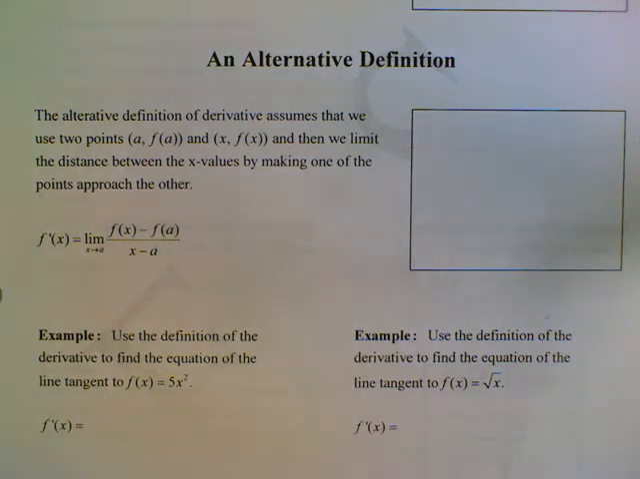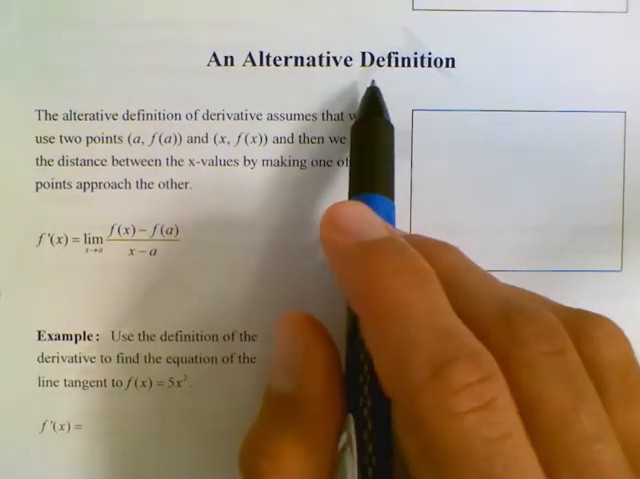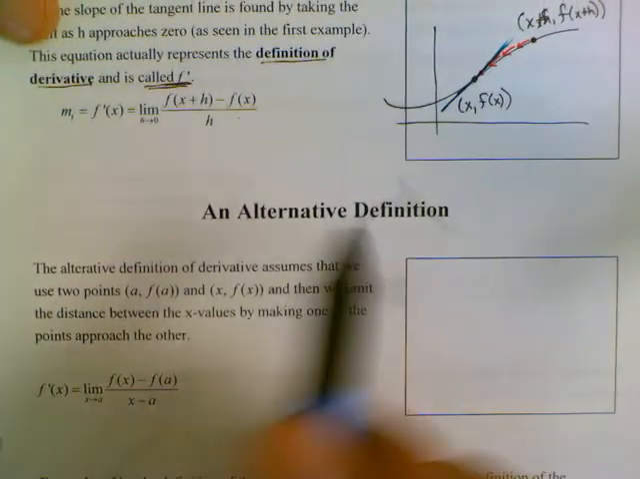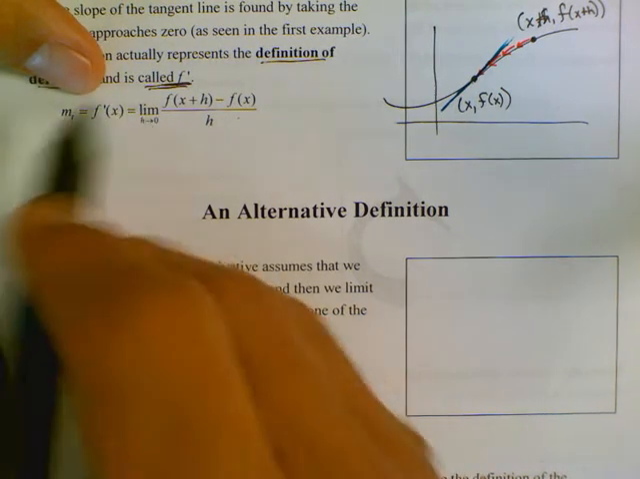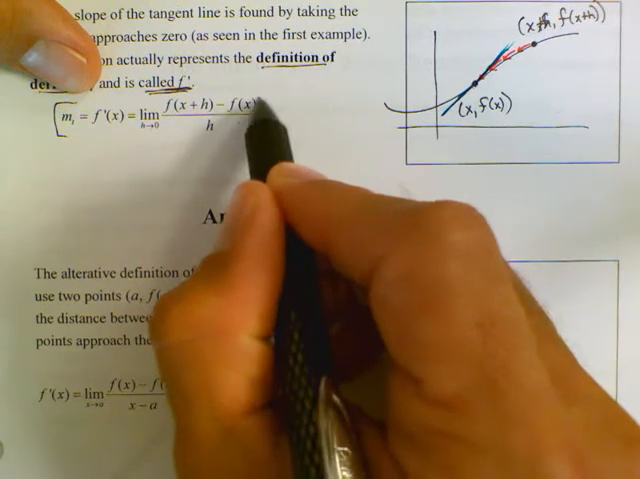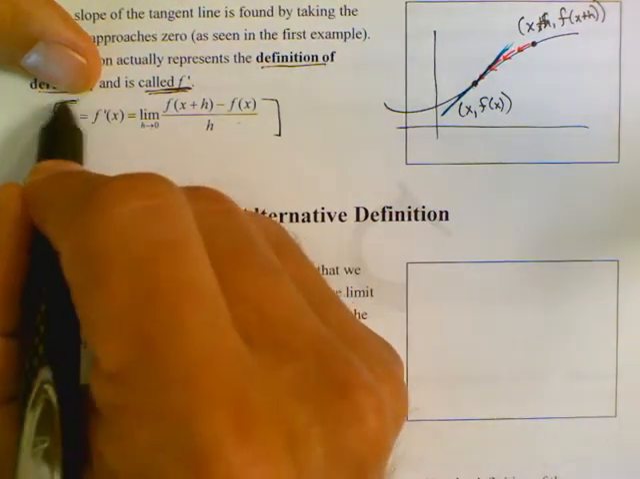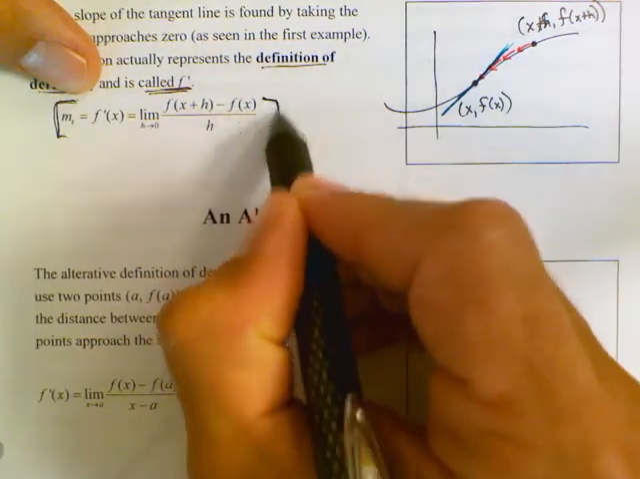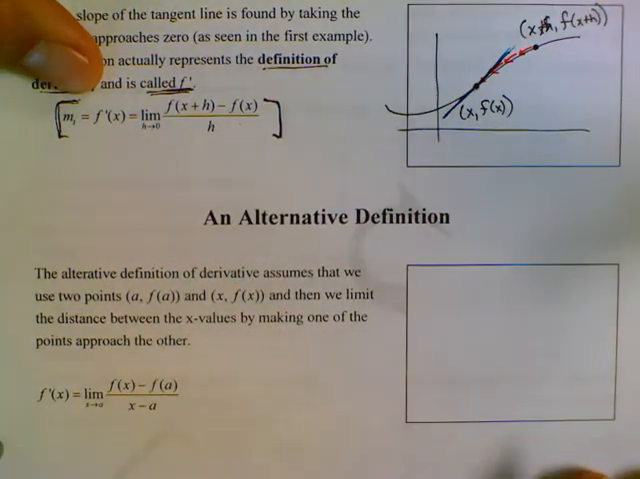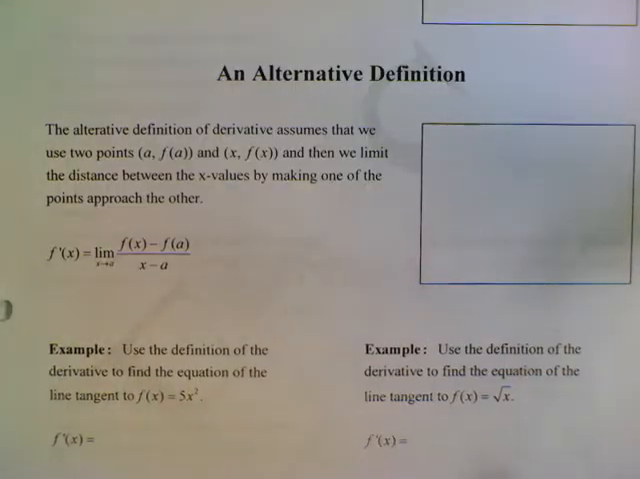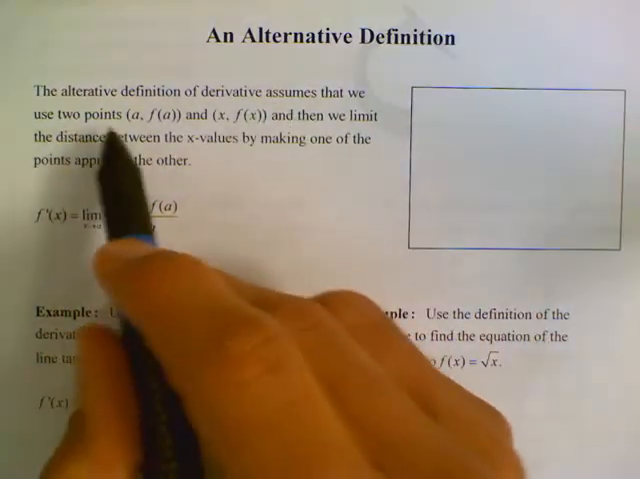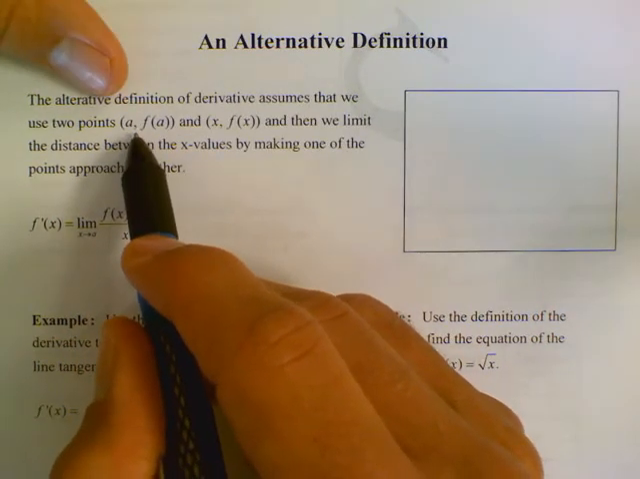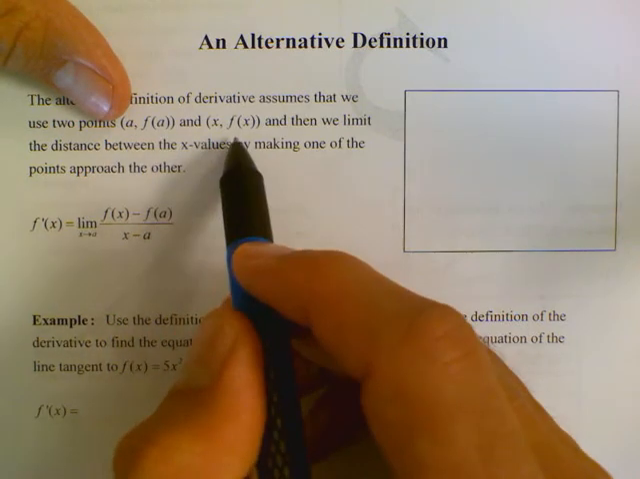So in this video, we're going to talk about the alternative definition for a derivative. We've talked about the original definition for a derivative, and this is the one that I memorized for a long time. However, there is another definition that we need to be familiar with as Calculus AB students. Okay, so here goes. The alternative definition of a derivative assumes that we use 2 points, a, f of a and x, f of x.